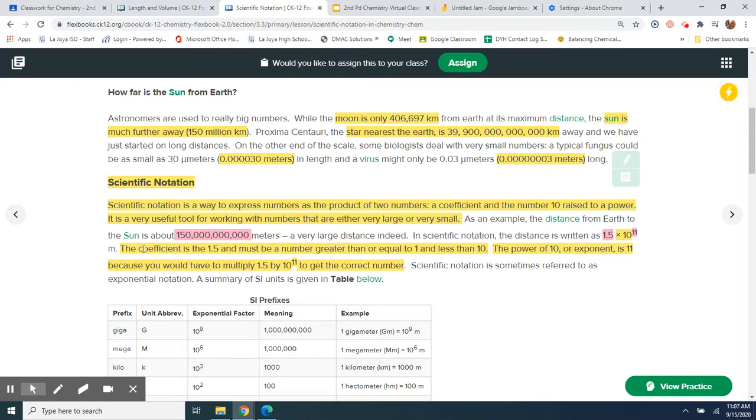Remember, your coefficient, the number in front, has to be bigger than 1 and smaller than 10. Okay, and then you're going to have to figure out the exponent. Okay, identify where the decimal is before, where it is now, so that the number is between 1 and 10, and then count the difference.